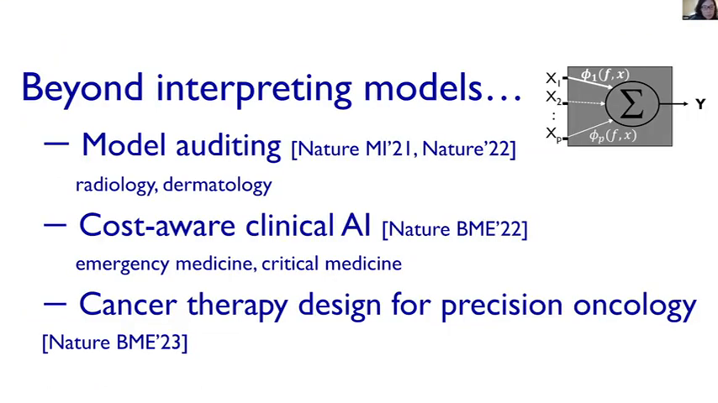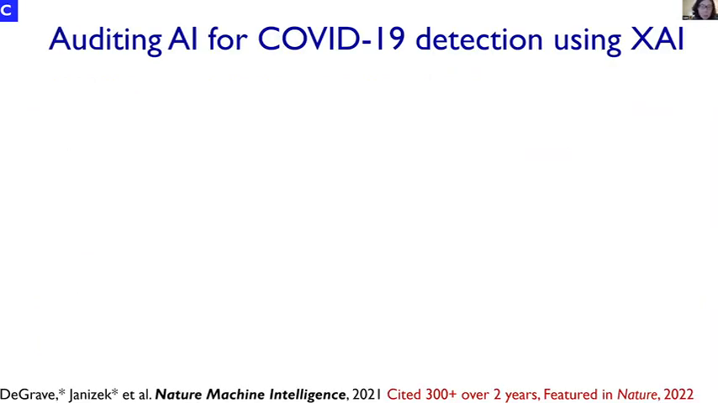Okay, so in the second part of the talk, the rest of the talk, I want to show you that explainable AI is not just about interpreting the models and can even open new research directions in biomedicine. So the first example is a model auditing framework for clinical AI.